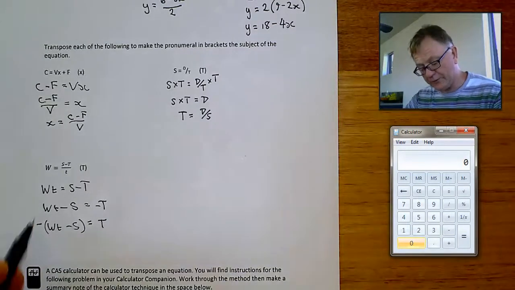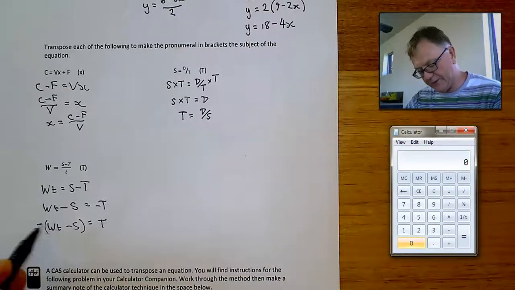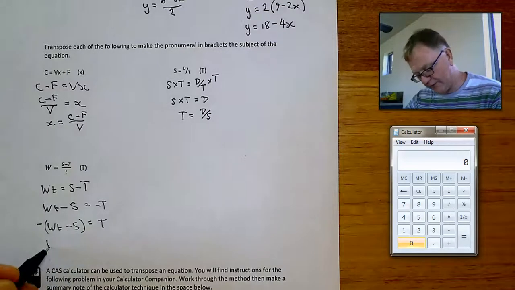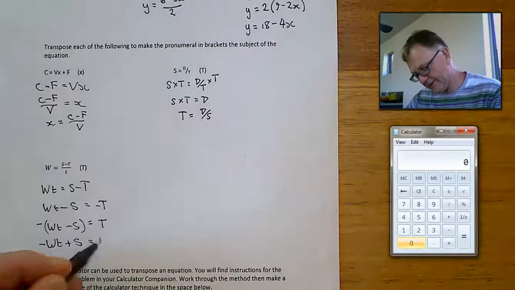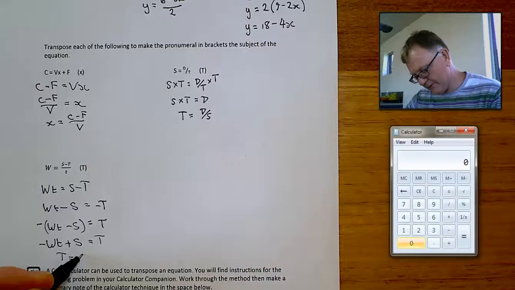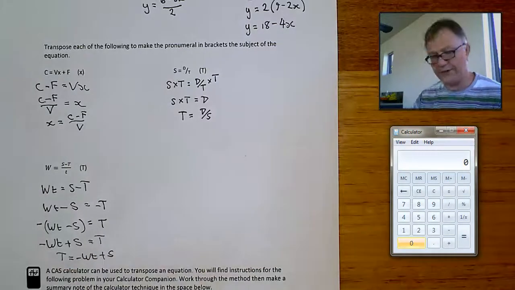Or you can multiply everything through by minus everything inside the bracket, means this becomes minus, and here we've got minus minus s, which becomes a plus. So we'll have negative wt plus s equals t, or writing it the other way around. There you go, that was a tricky one.